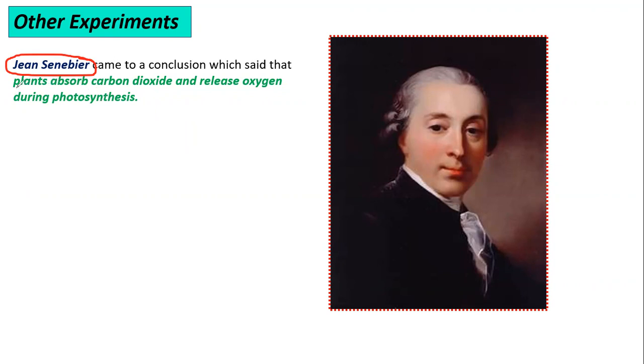He came to the conclusion that plants absorb carbon dioxide and release oxygen during photosynthesis. Then Joseph Priestley also gave a similar statement, but he didn't specify which gases. He just said that plants absorb a gas and release a gas: they absorb the polluted one and release a fresh one again. Then Jean Senebier proposed that plants absorb carbon dioxide and release oxygen during the process of photosynthesis.